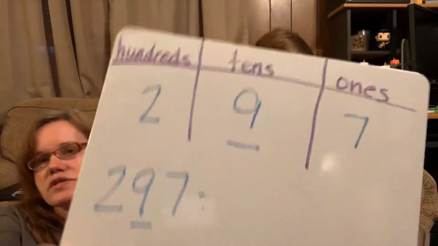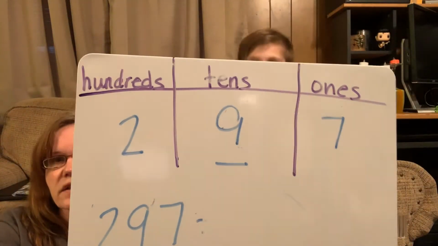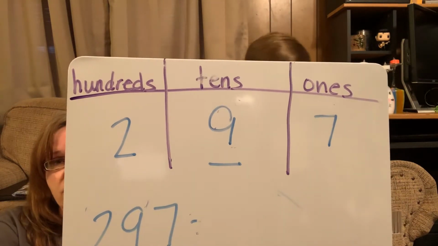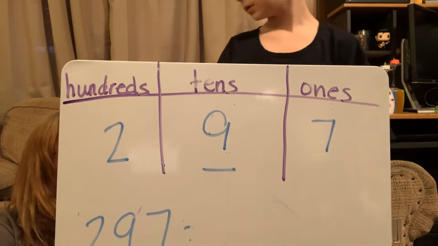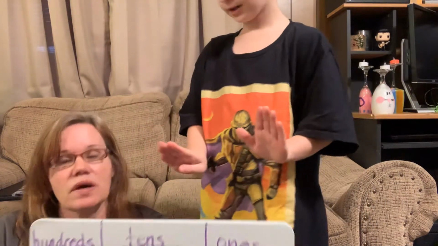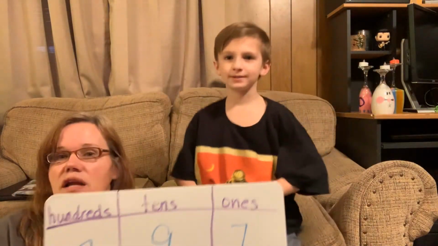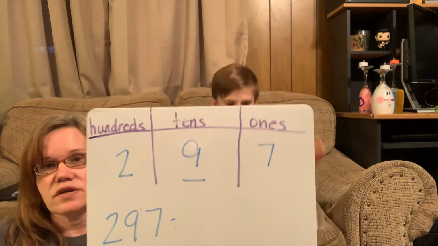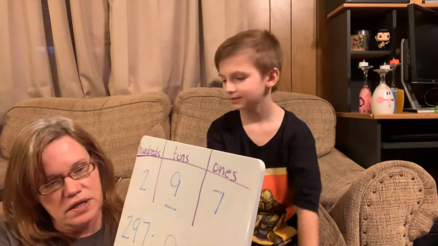All right, Lennon, can you tell us how we know how much the 9 is worth? We can hold up how many fingers? 9. And we can count by ones? Not if it's in the tens place. We have to count by 10. So can you do that for me, Lennon? 10, 20, 30, 40, 50, 60, 70, 80, 90. All right, so the 9 is worth 90.